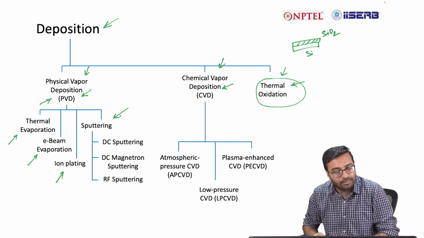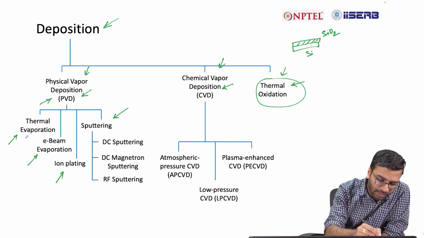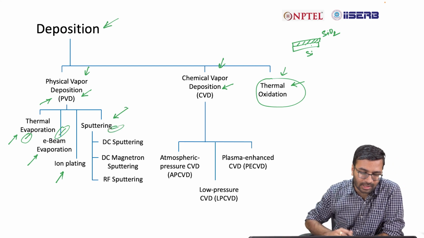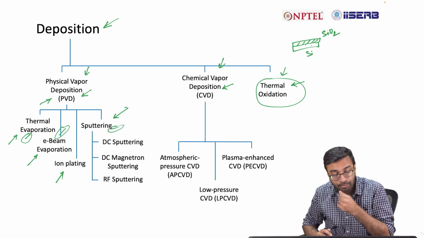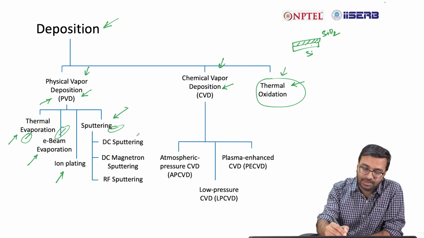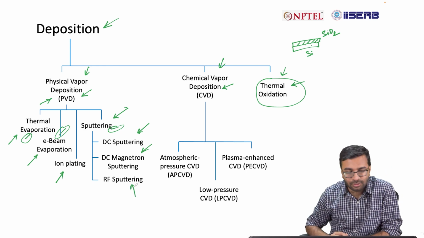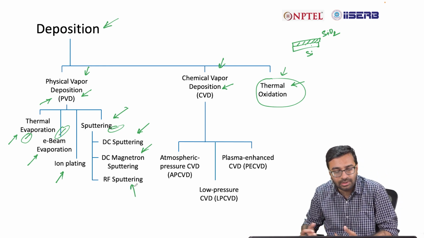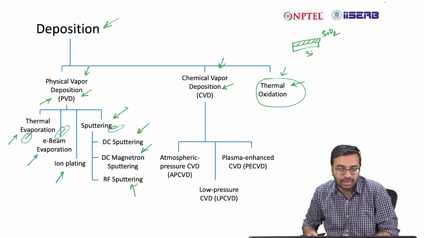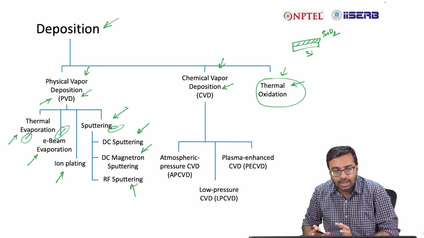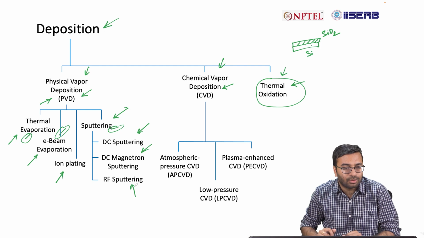The most widely used PVDs are thermal evaporation, e-beam evaporation and sputtering. So we will limit our discussion in this course to these three: thermal evaporation, e-beam evaporation and sputtering. Again, the sputtering technique can be of various types. It can be DC sputtering, DC magnetron sputtering, or RF sputtering. So that also can be classified into two or three different processes, which we will briefly discuss once we discuss sputtering. So this is more or less a brief summary of deposition techniques.